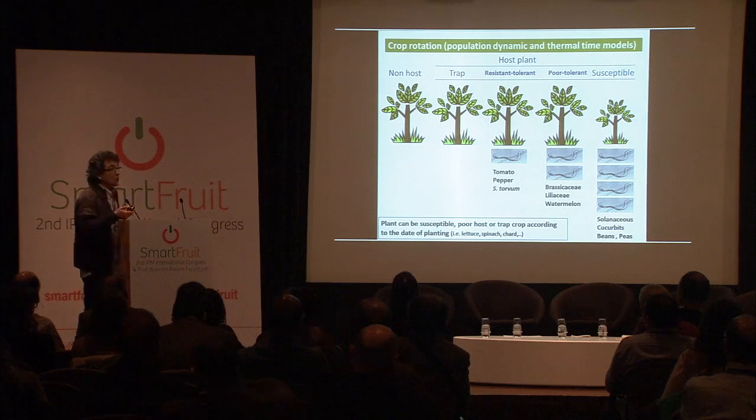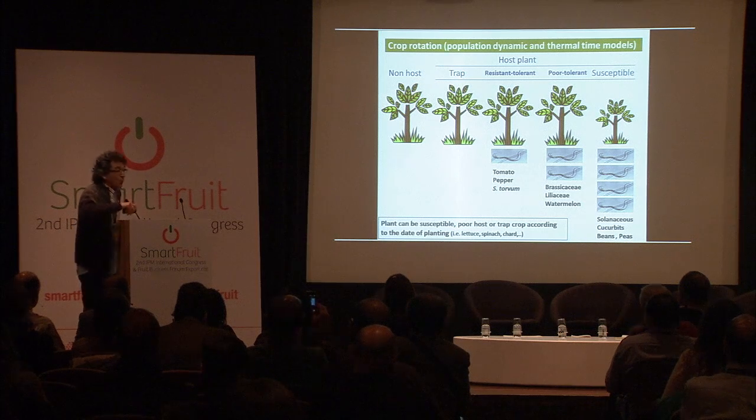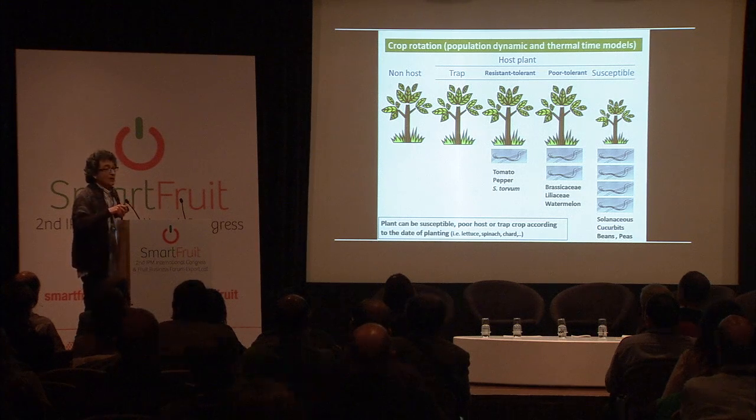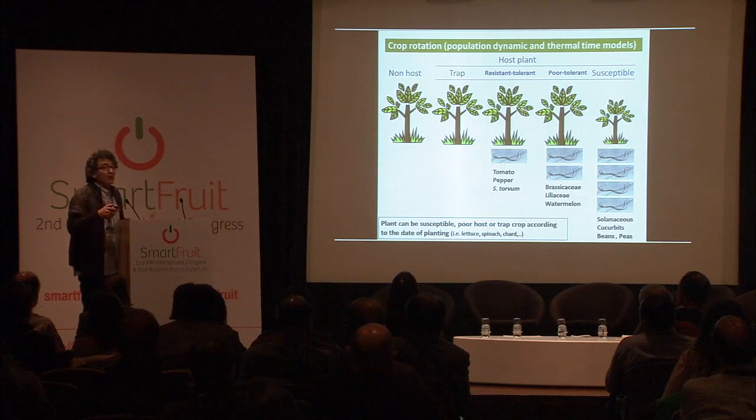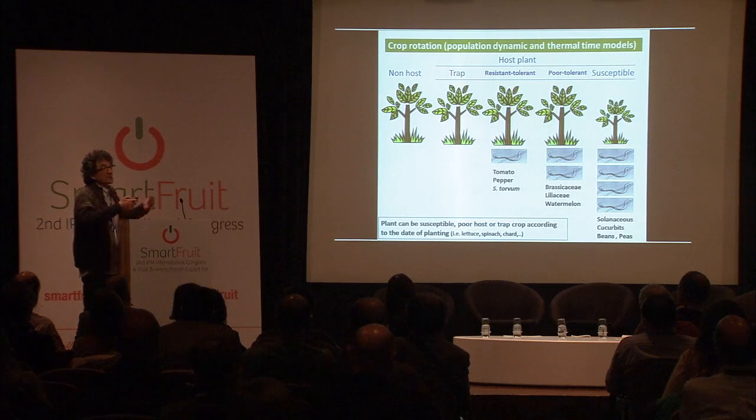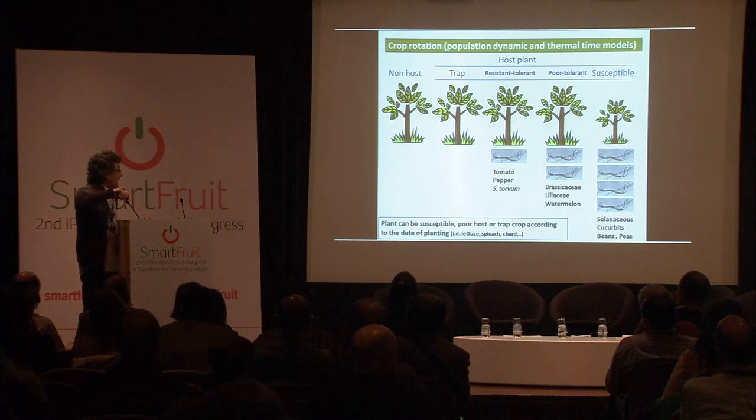And what criteria is this? Well, crop rotation, which should include host plants or non-host plants like asparagus, trap crops, as I've mentioned, using thermal requirement models, and also resistant crops, poor hosts, and susceptible crops as little as possible, which will lead to increases which will be difficult to manage later.